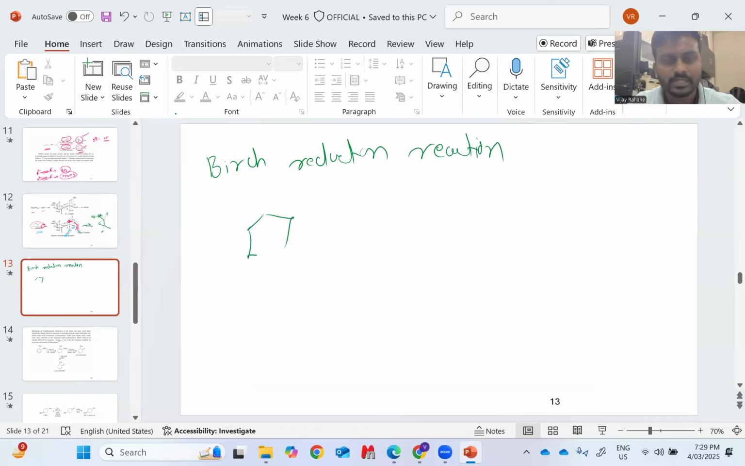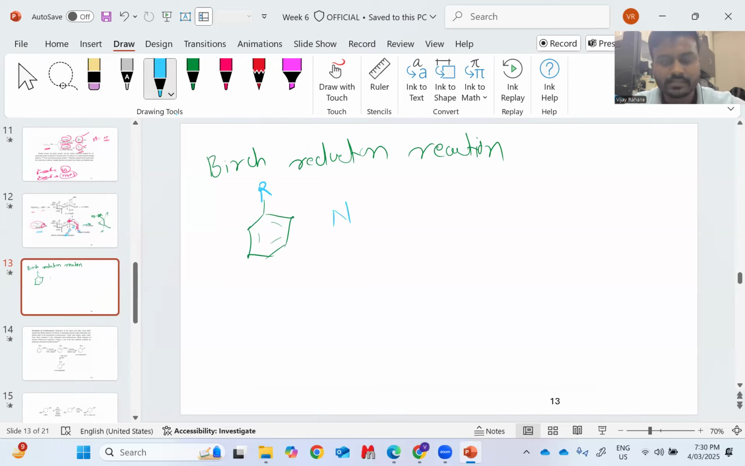So here we have the aromatic systems, and if you add, in this case of Birch reduction, the reagent condition is sodium metal, which is obviously a solid, plus we add triethylamine, NEt3, in THF at minus 78 degrees Celsius, right? So this is the first step.